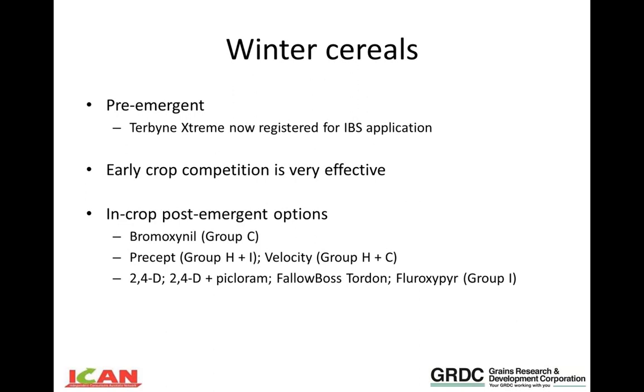You've got other options there such as Precept and Velocity, and then all your group Is, which do provide effective control of sowthistle. Also, as was previously mentioned, you've got Turbine as an option, which is now registered for pre-emergent control in your winter cereals.